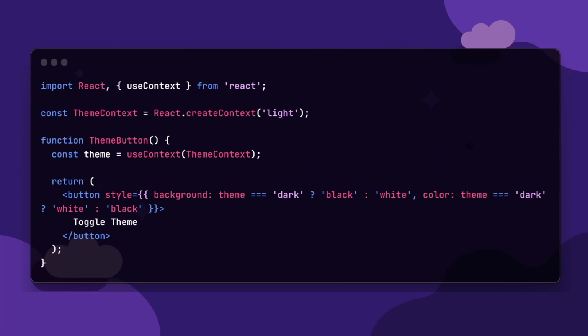The useContext hook allows you to access a context object in a functional component. Context is a way to pass data down the component tree without having to pass props manually. In this example, we create a theme context with the default value of light and use the useContext hook to access it in the theme button component.